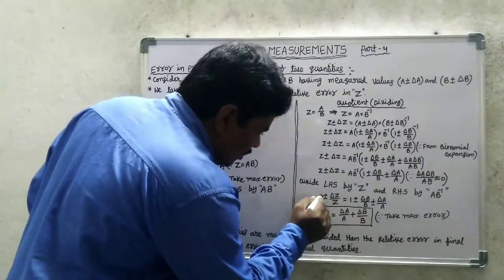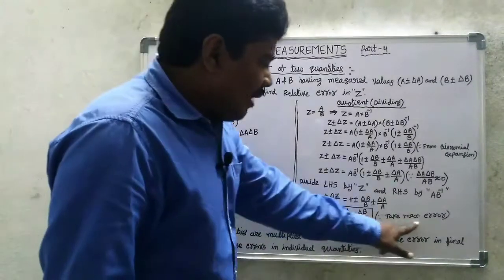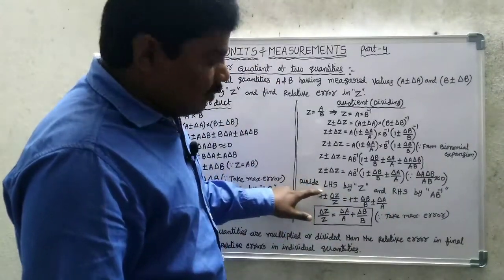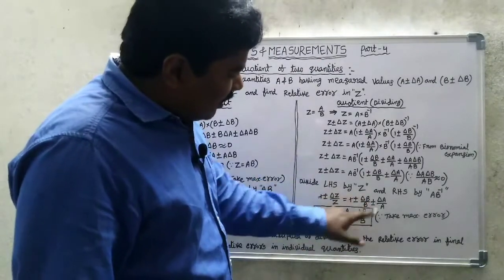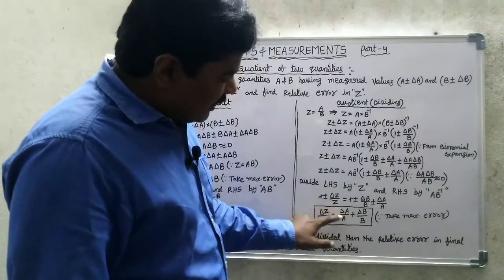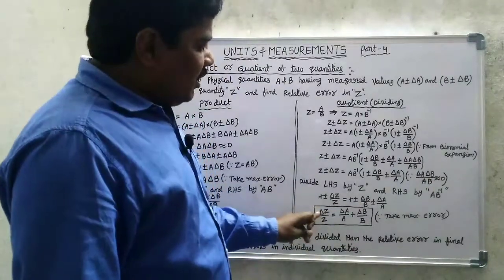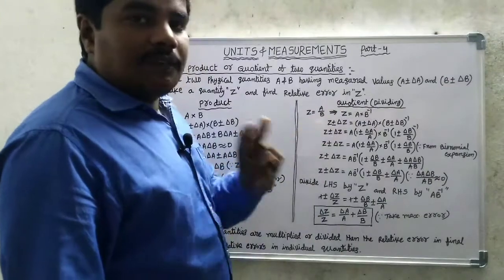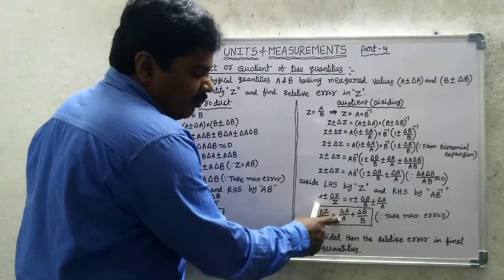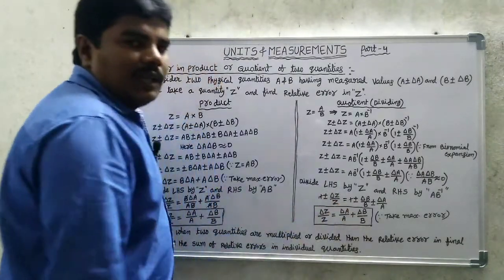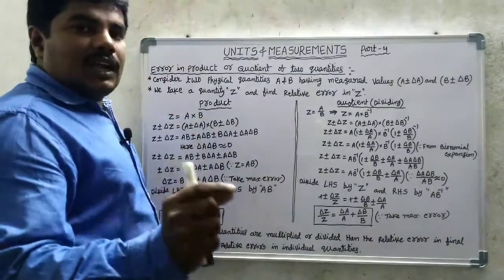This one will be cancelled and we take the maximum error. So that's why we take only the positive sign. So delta Z by Z is equal to, for our convenience we write like this, delta A by A plus delta B by B. This is the relative error in the quotient of two quantities. We get delta Z by Z is equal to delta A by A plus delta B by B. So in both cases the relative errors are the same.